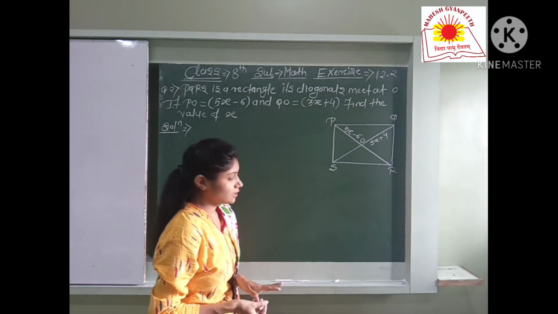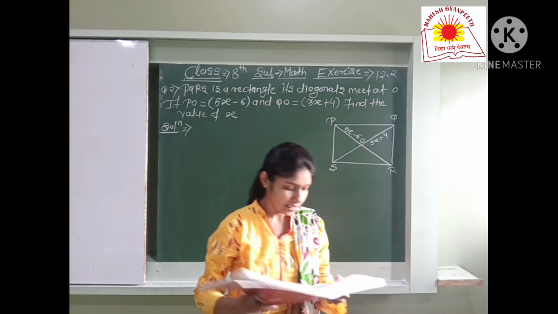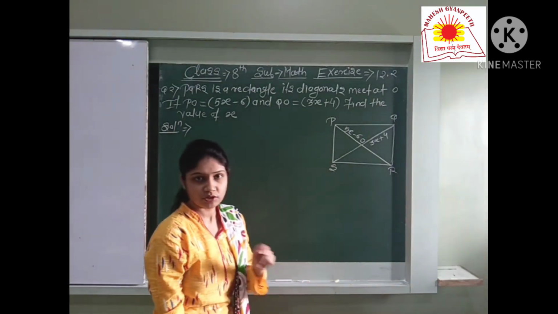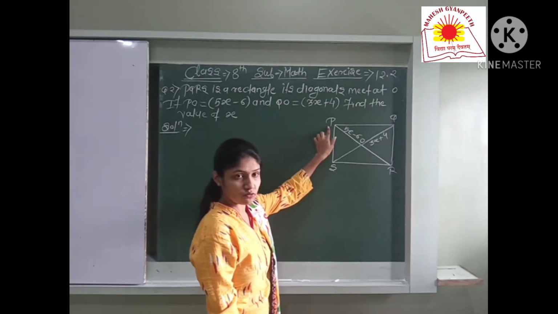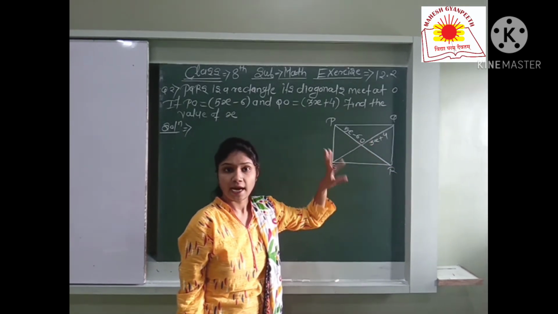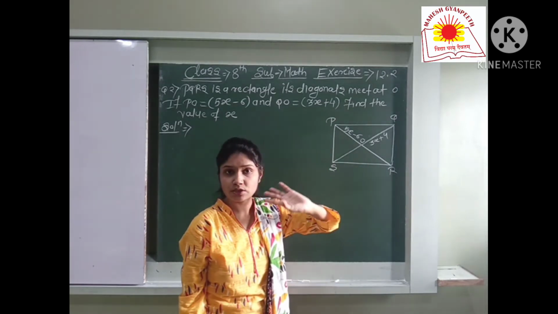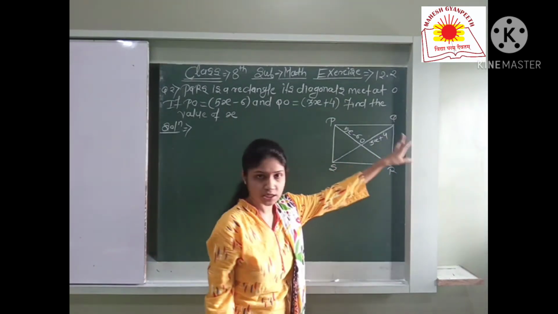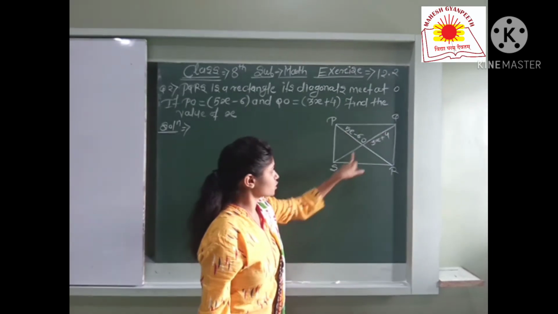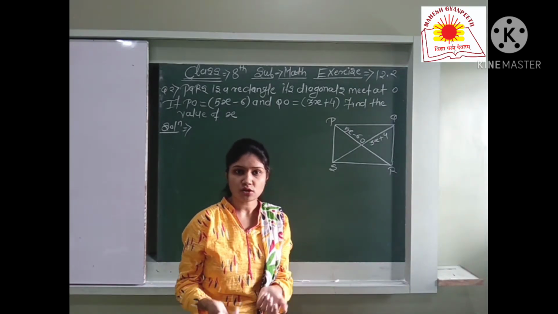Now see here, students. In question number 2 we are given a hint. What is the hint? Diagonals of a rectangle are equal and bisect each other. This means PR is equal to SQ. Then PO is equal to QO and SO is equal to OR, because when two diagonals are equal, their parts are also equal.